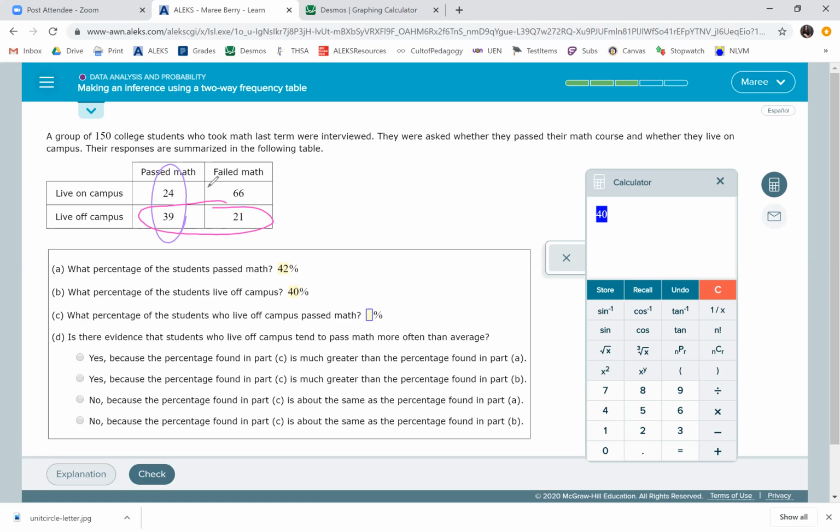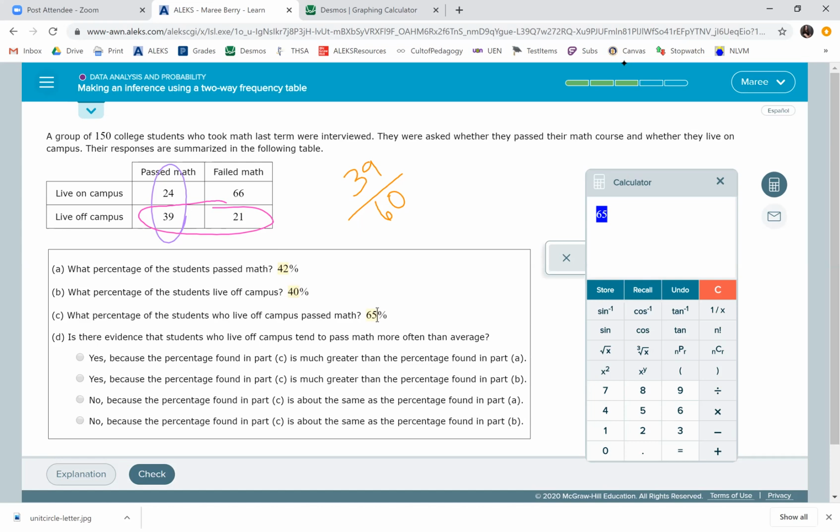What percentage of students who live off campus passed math? Okay, so we want to do 39 out of, and then we're going to have to add 21 to 39, which is 60. Yeah, 39 out of 60. So we'll do 39 divided by 60, and that's 65%.